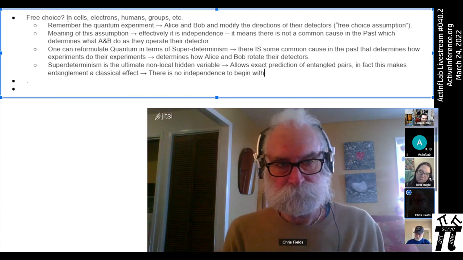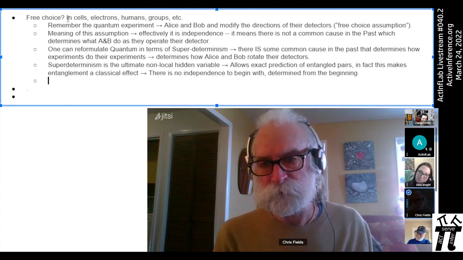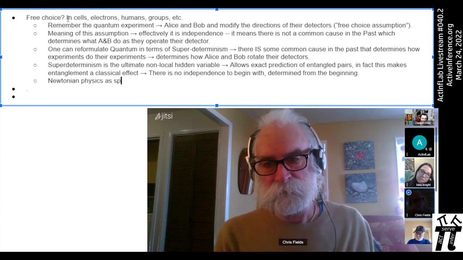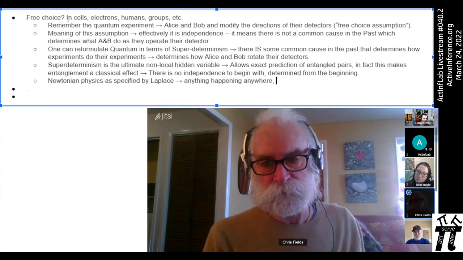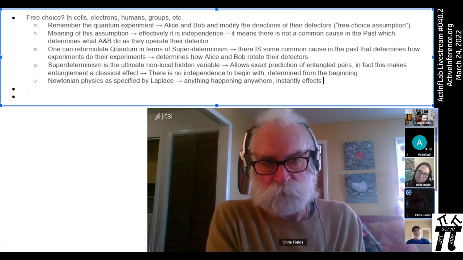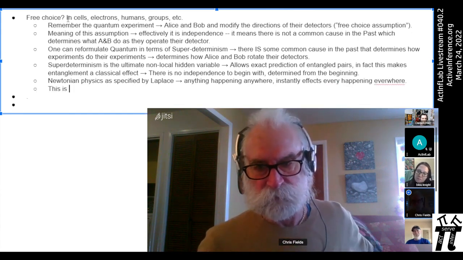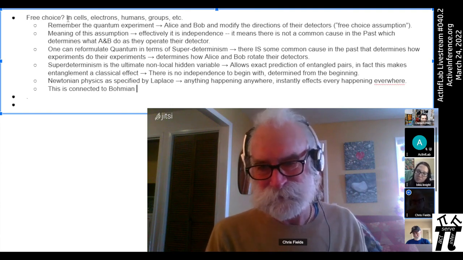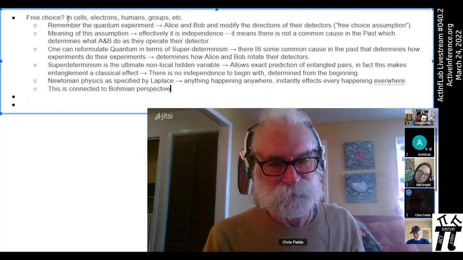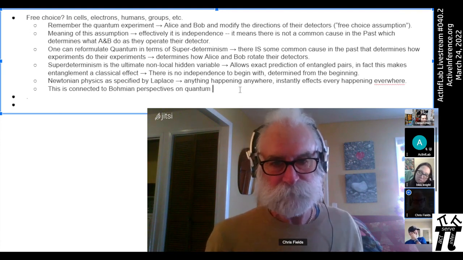And if you think about, as mentioned last time, Newtonian physics as formulated by Laplace, it's a superdeterministic system. Anything that happens anywhere in the universe instantly affects what's going on everywhere else in the universe. The most current formulation of that is Bohmian quantum mechanics, where the motion of any particle depends instantaneously on the motion of every other particle in the universe. And that's how Newtonian gravity worked, right? Before Einstein imposed locality by making the speed of light finite. So all of these things are interconnected: assumptions about space-time, assumptions about the speed of communication, assumptions about superdeterminism, and assumptions about free choice.